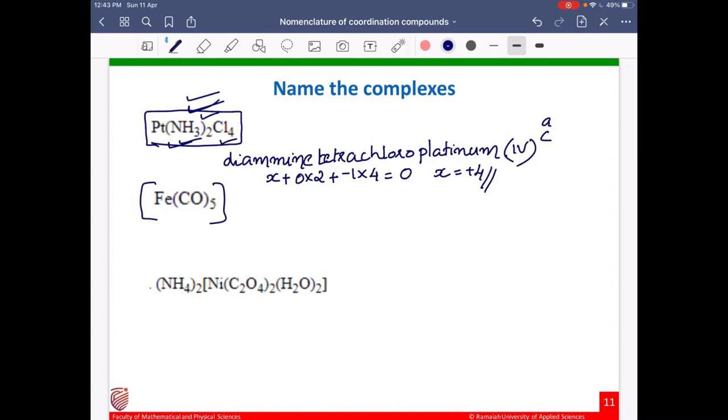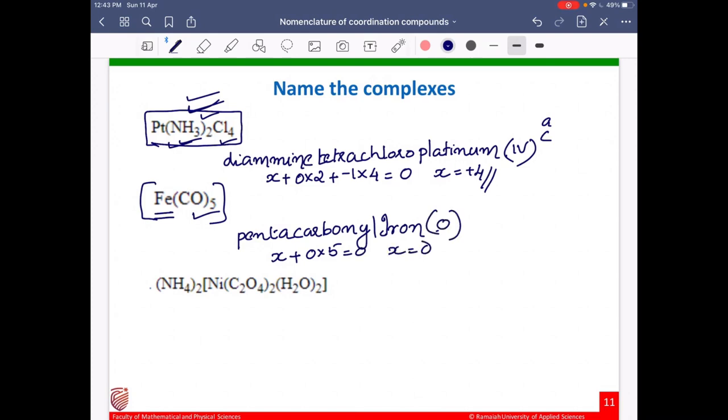Next is [Fe(CO)5], single entity, no cation, no anion. We have to just name this complex part. So ligand is carbonyl, total 5 carbonyls are there. So we will write pentacarbonyl. So ligand got over, now the metal is iron. And we have to give the charge. X plus carbonyl doesn't have any charge, so X will be 0. So here the oxidation state of iron is 0.